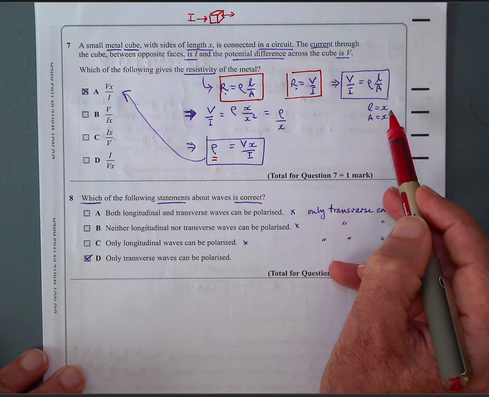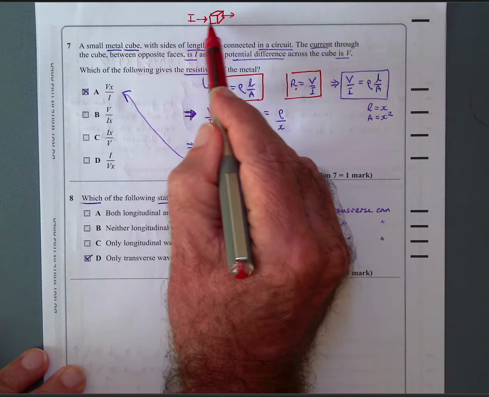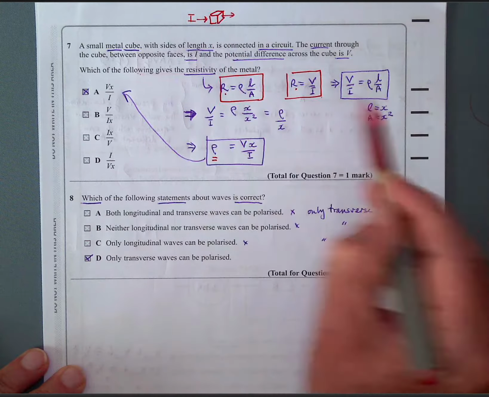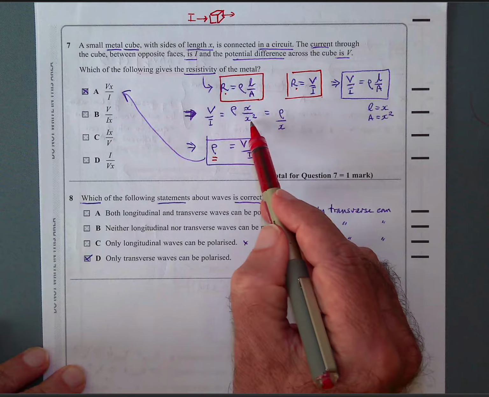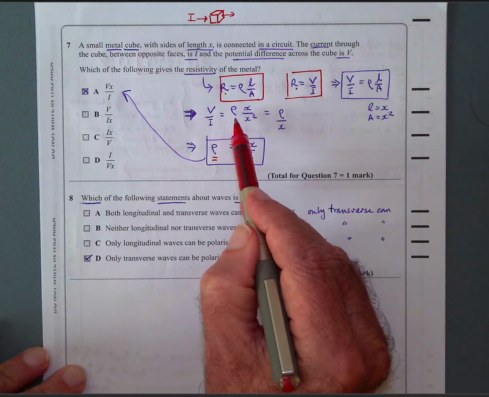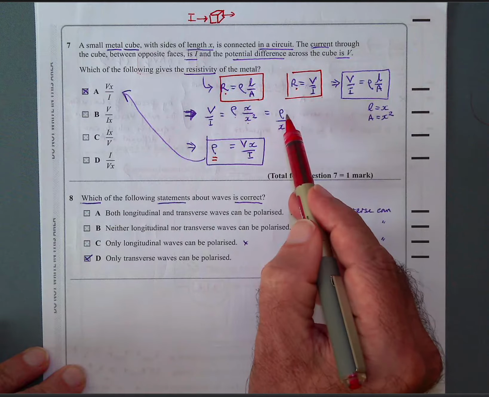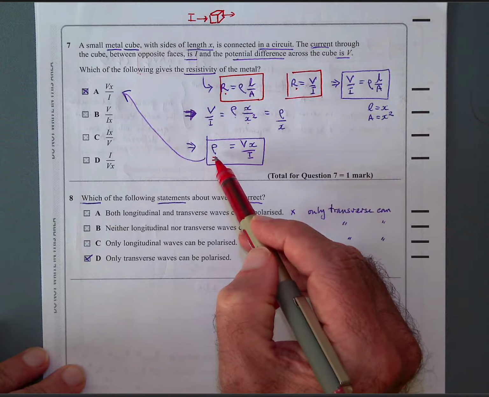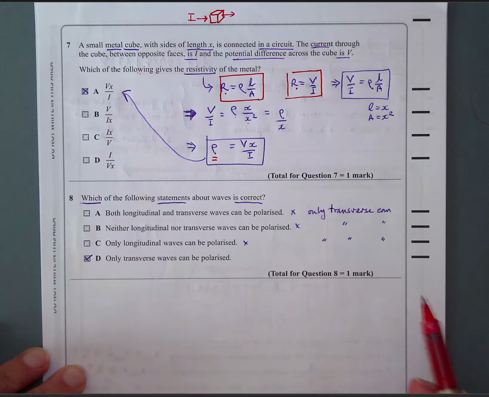L is the length of the cube, which is x. The cross-section area of this cube is going to be x squared. So substituting for L over A, it'd be rho x over x squared, or the x's cancel, so it's rho over x. Change the subject of the equation to resistivity, and you'll see the answer is A.